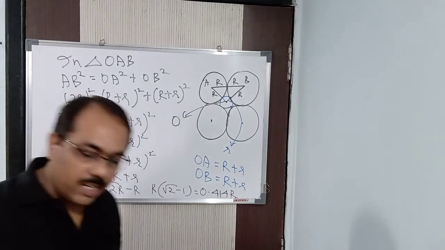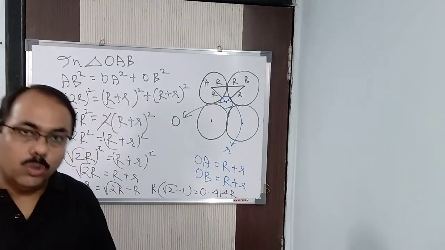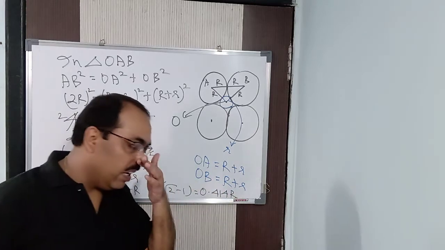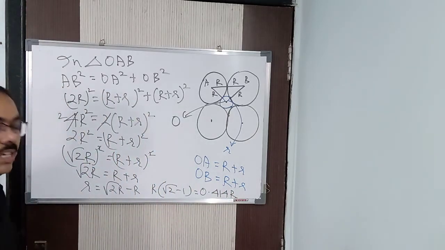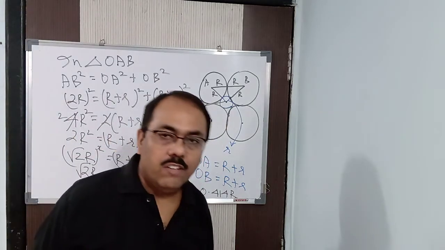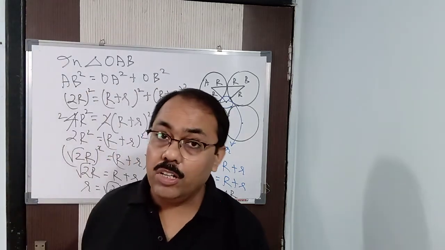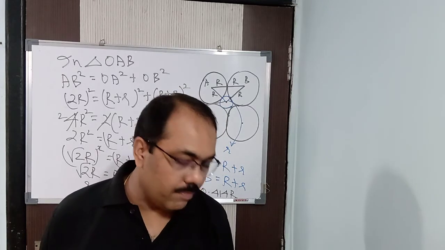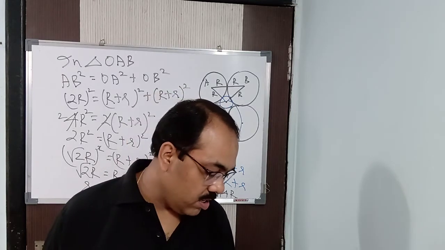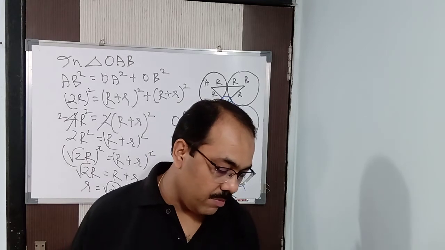Is it? The radius of the octahedral void is equal to 0.414 into capital R, where capital R is the radius of the atom and small r is the radius of the octahedral void. So I have done it for octahedral. I have told you to do it for tetrahedral, which is 0.225 R. The process is the same. The process is not at all different.